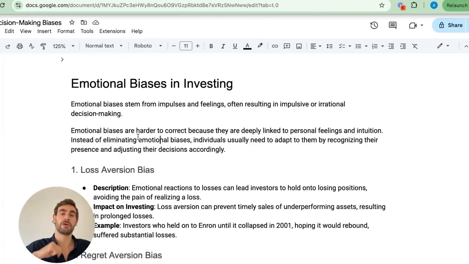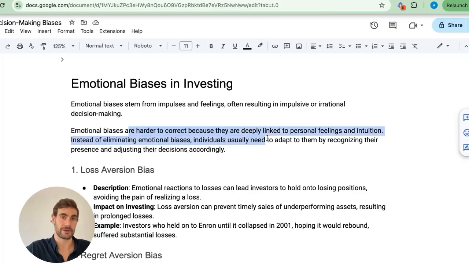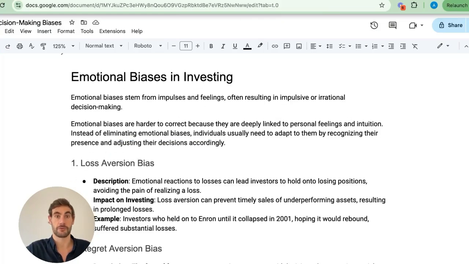But before going through each of the biases individually, let's define what emotional biases are. Emotional biases stem from impulses and feelings, often resulting in impulsive or irrational decision making. They are harder to correct because they are deeply linked to our personal feelings and intuition. Instead of eliminating emotional biases, individuals need to adapt to them by recognizing their presence and adjusting their decisions accordingly. So let's go through the first emotional bias, the loss aversion bias.